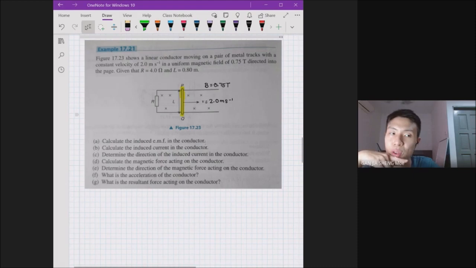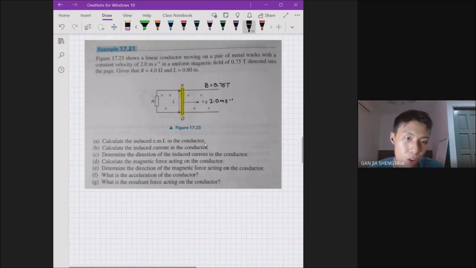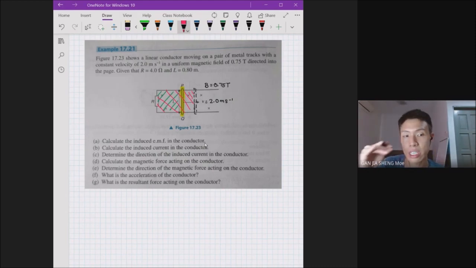Why do I call this a changing area question? It's because when you move your linear conductor further and further to the right, your initial area is a smaller area. Then through the motion of the conductor to the right, you are making the area larger. So technically this is also a changing area question, just that the way to do it is slightly similar to the previous question that we did. That's why I picked this example for us to do together.